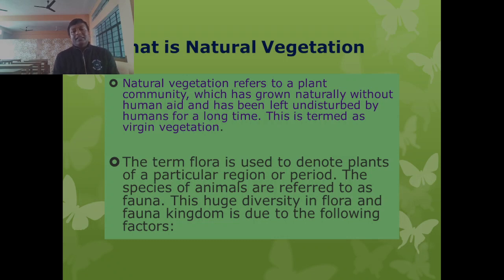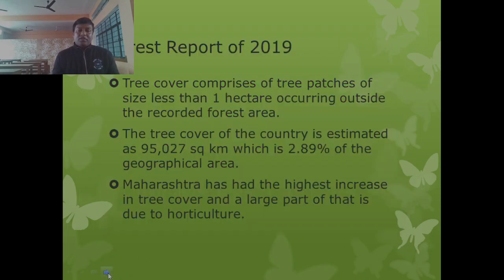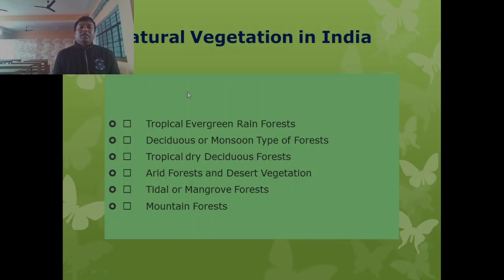So let me discuss in this chapter the classification of our forest. Natural vegetation in Bharat, we have tropical evergreen forest, deciduous or monsoon type of forest, tropical dry forest, arid or you can say desert vegetation, tidal or mangrove or littoral forest, and after that we have mountain forest. These are the major forest covers in our Bharat, which is also given in your book.